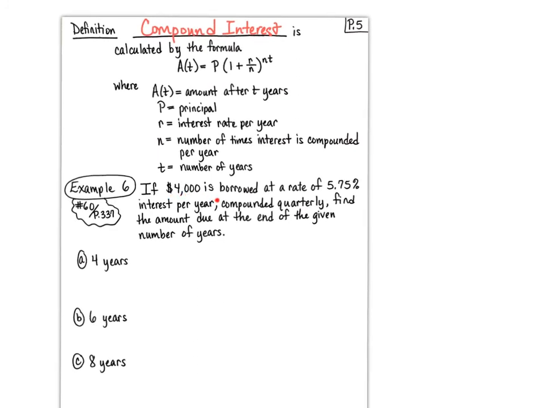If $4,000 is borrowed at a rate of 5.75% interest per year, compounded quarterly. What does quarterly mean? Four times a year. Find the amount due at the end of the given number of years. So 4,000 represents what? Your principal. Good. 4,000 is P. So we'll have A is equal to 4,000, because that's P. Then you'll have 1 plus, what's your rate?